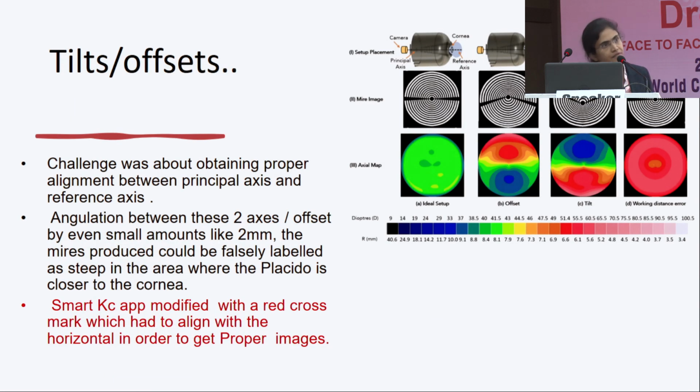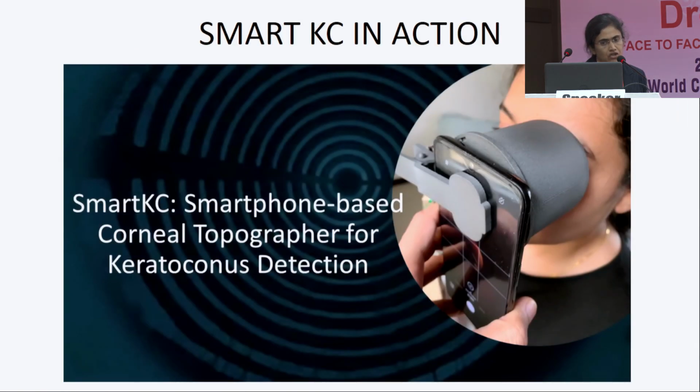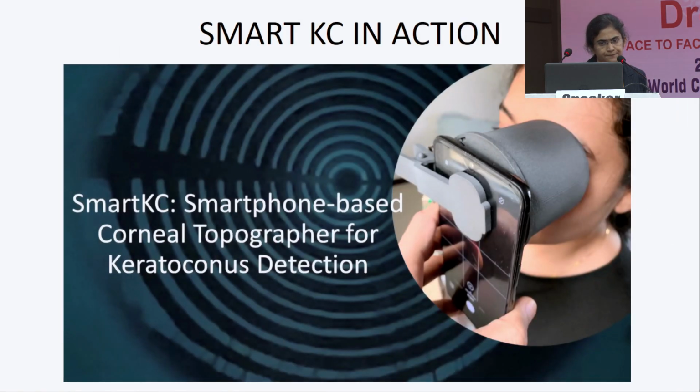So with this, we thought we were done and went ahead, but no, we had issues like tilts and offsets. Here we knew that we had taken 28 rings, so if by chance the image was turned downwards or upwards, we used to get steeper areas which were closer. So for this, we came up with the introduction of a Placido mire into the app, which would make sure that the quality check is done even before the picture is taken. So here I'm just showing you the video of our Smart KC.